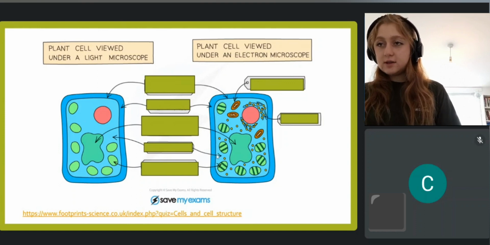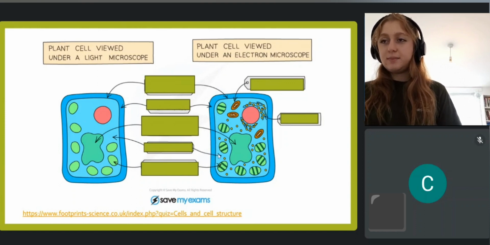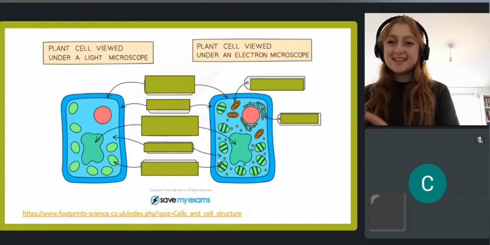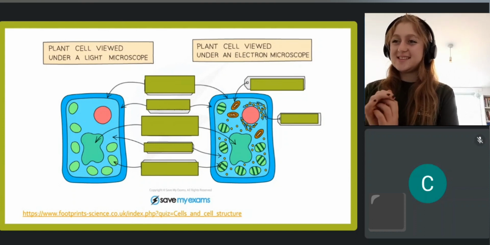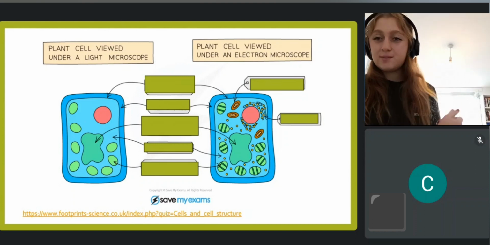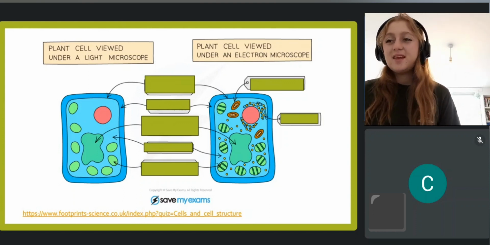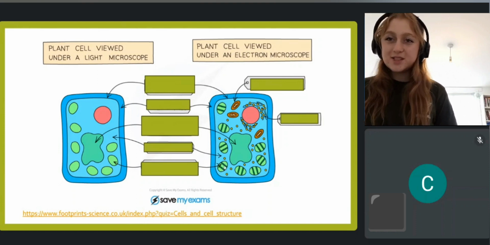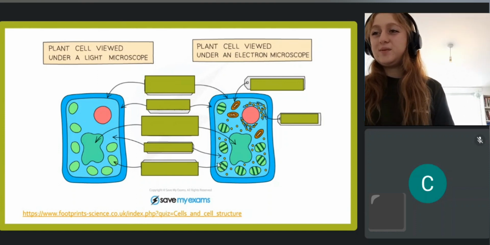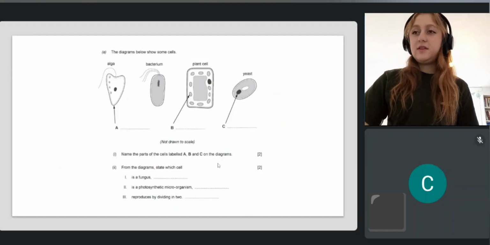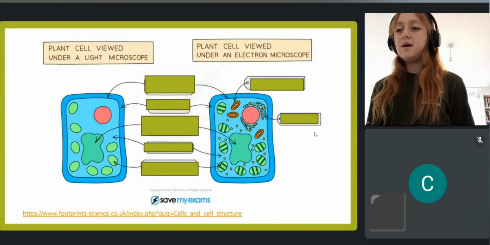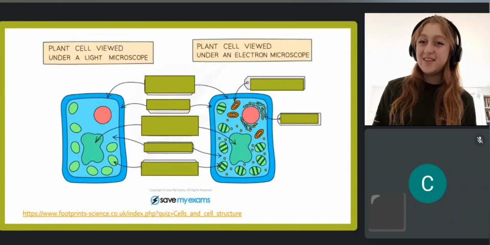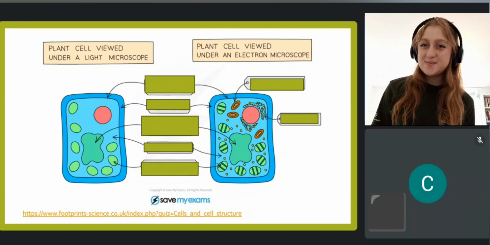This arrow here is pointing to the cytoplasm, which is the jelly inside the cell where all these organelles get to sit and all these different chemical reactions may occur. And yeah, here we have chloroplasts, which contain our chlorophyll for photosynthesis. So these are the important parts of the cell and the different organelles to remember.